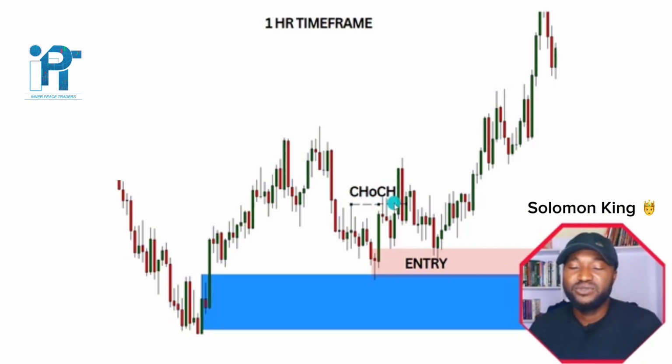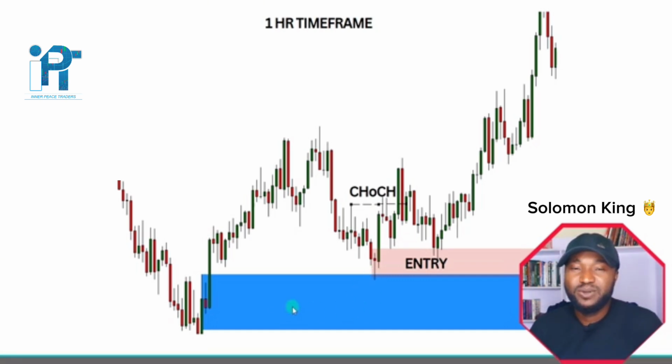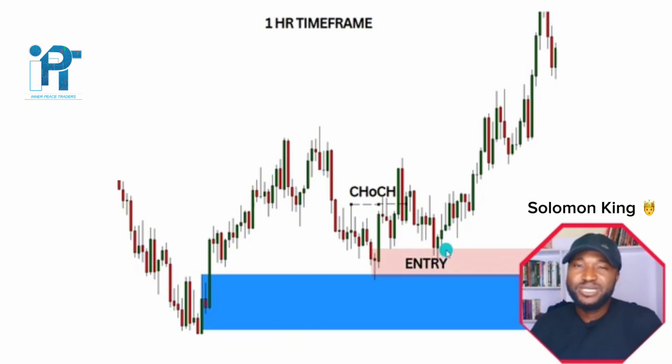But instead, we had a change of character. We took out this level, the lower high that was created, and then price came back to this particular order block. This was the last red candle that was traded to the downside before the upward movement. Price came back to it, and this is our entry. How amazing it is to use this particular information to take a trade. An order block in an order block. We have an order block that was our higher time frame order block, and then we have a lower time frame order block. If you use this information alone, I am assuring you, you can make a lot of fortune in the market.